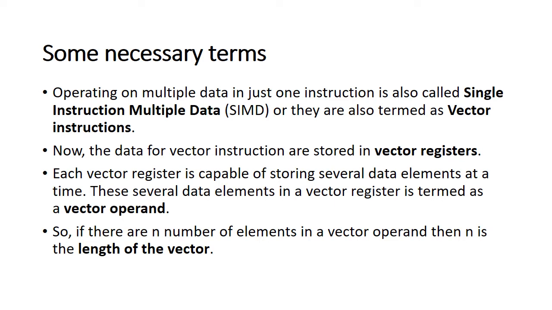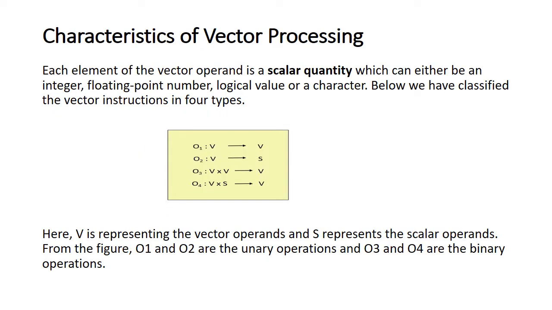A vector register is capable of storing several data elements at a time. These several data elements in a vector register are termed a vector operand. That means the elements stored in vector registers are known as a vector operand. So if there are n elements in a vector operand, then n is the length of the vector. Characteristics of vector processing: each element of the vector operand is a scalar quantity which can be an integer, floating point number, logical value or a character.